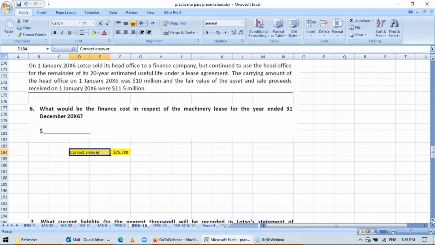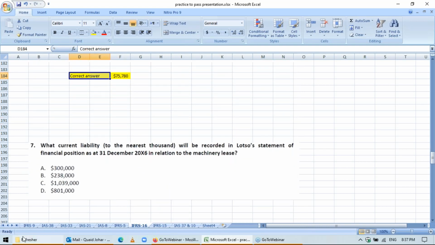Then question 7. The answer is B. If you are not able to reach the correct answer, you can ask me on the WhatsApp group as well, right? You're welcome to ask in the WhatsApp group if your answers do not match with these. So the answer to question 7 is B.